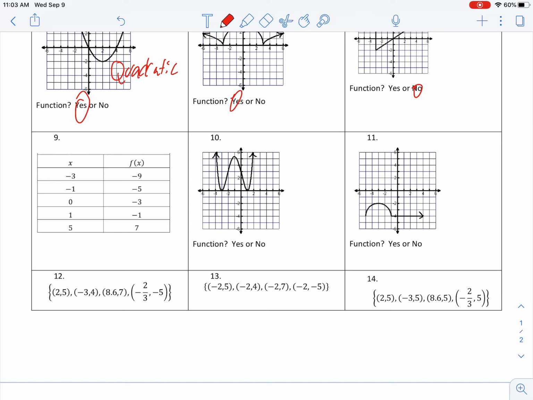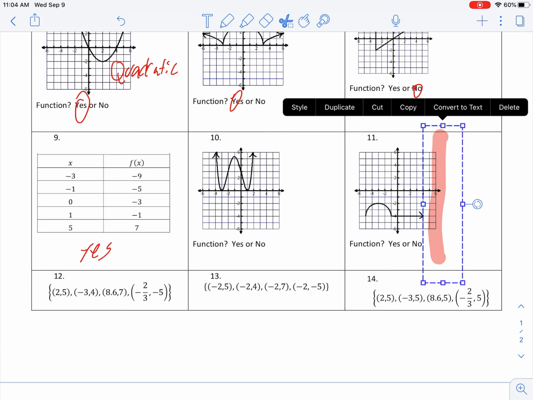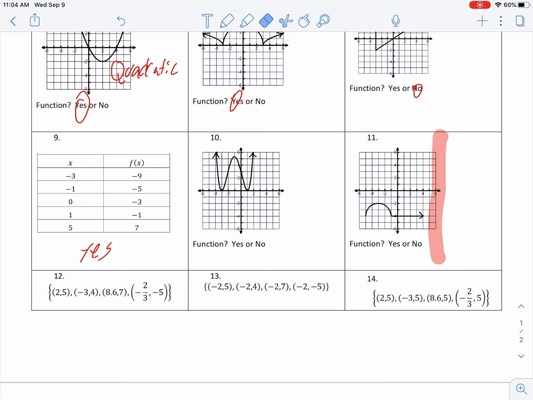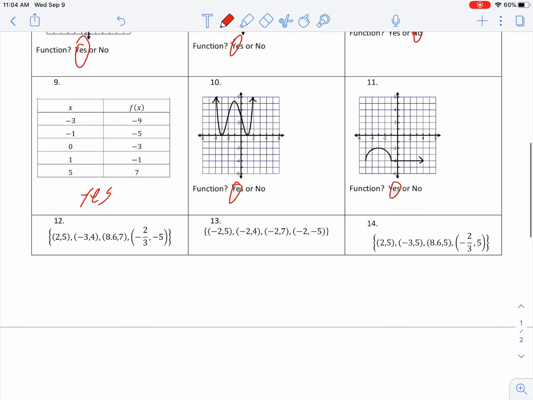Number 9. It's a table of values again, so I'm looking at the x's to start off with. And I don't see anything being repeated on the x's. Because those are all unique x's, we are good to go. This is a function. Numbers 10 and 11, use your vertical line tests. Use your pencil, use your finger, and drag it vertically across one point at a time. Drag it slowly, and this is all good. This is a function. That is a function as well. So both 10 and 11 are considered functions.